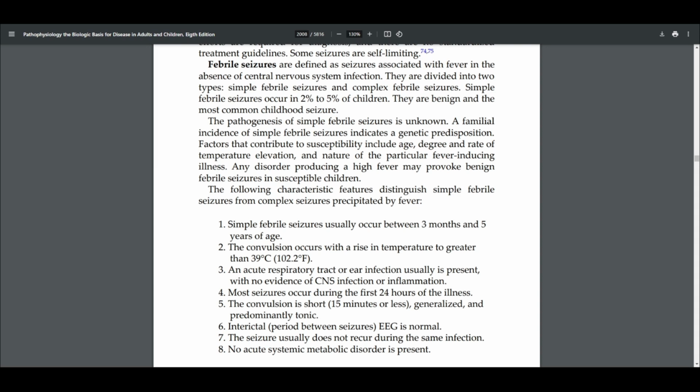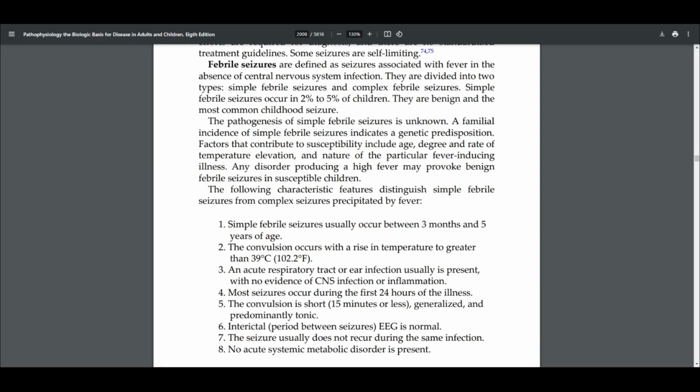Febrile seizures are defined as seizures associated with fever and absence of central nervous system infection. They are divided into two types: simple febrile seizure and complex febrile seizure. Simple febrile seizures occur in 2 to 5% of children. They are benign and the most common childhood seizure. The pathogenesis of simple febrile seizure is unknown. A familial incidence of simple febrile seizure indicates a genetic predisposition. Factors that contribute to susceptibility include age, degree, rate of temperature elevation, and nature of the particular fever-inducing illness. Any disorder producing a high fever may provoke benign febrile seizures in susceptible children.